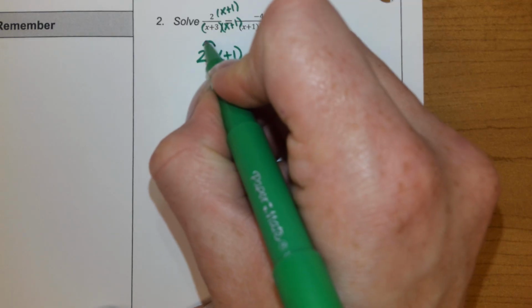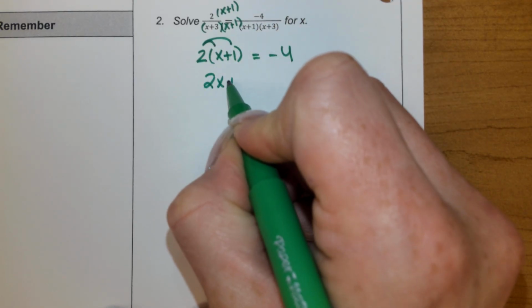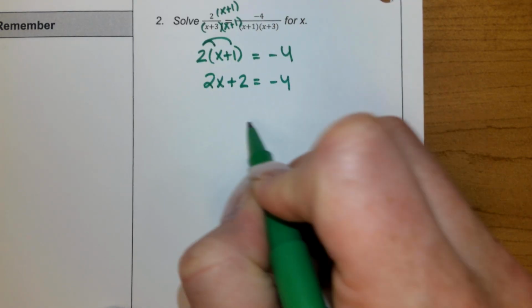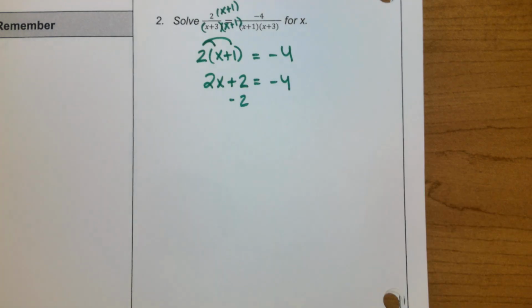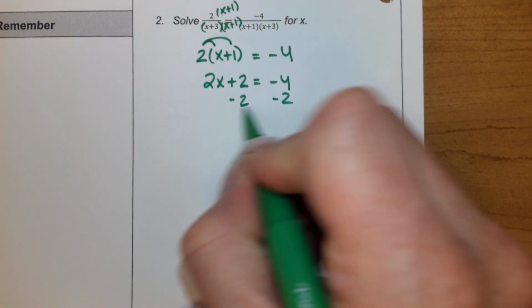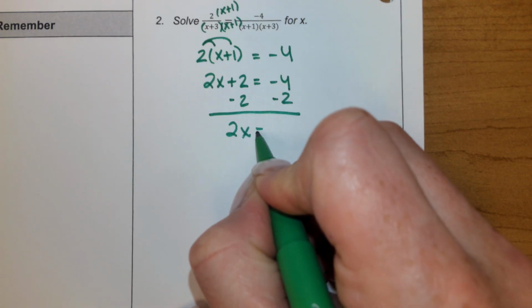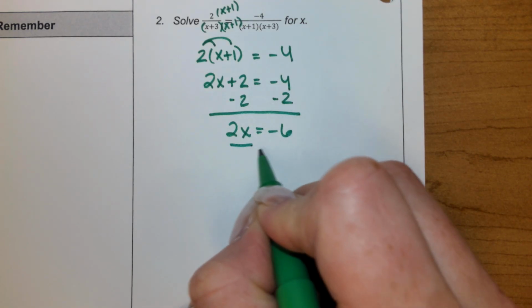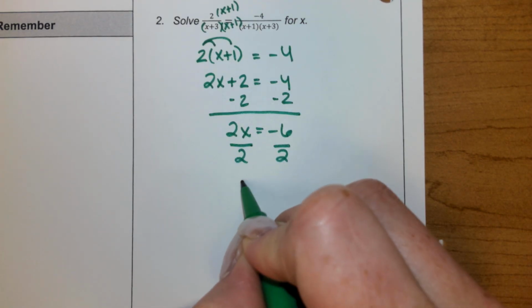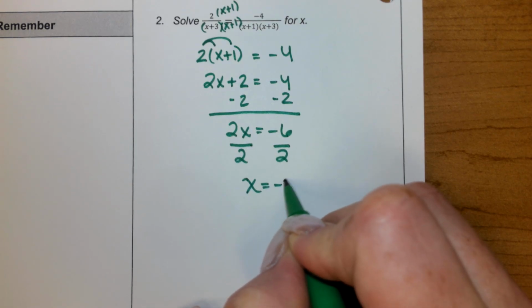Then I'll distribute the 2. Subtract 2, I mean. Get 2x equals -6 and divide both sides by 2. And I get x equals -3.